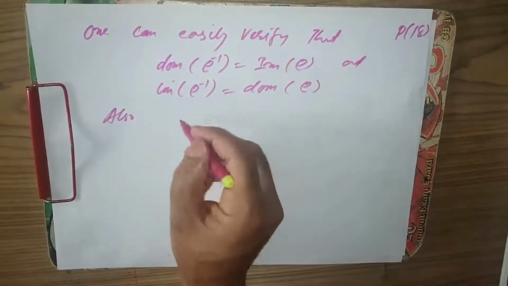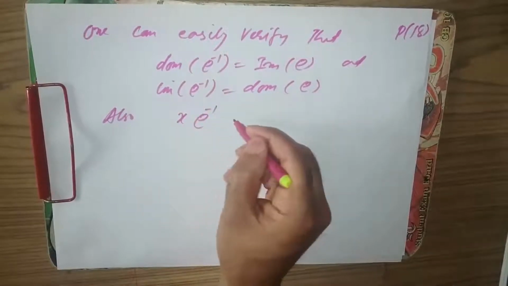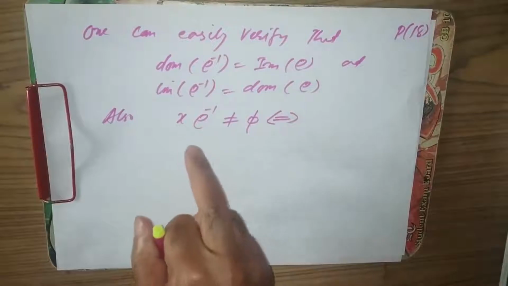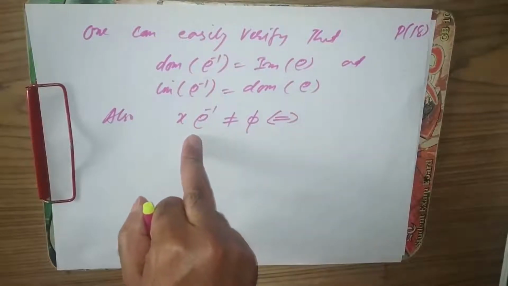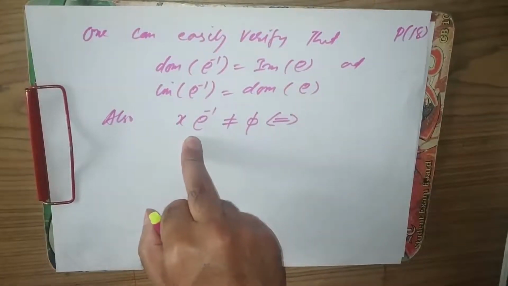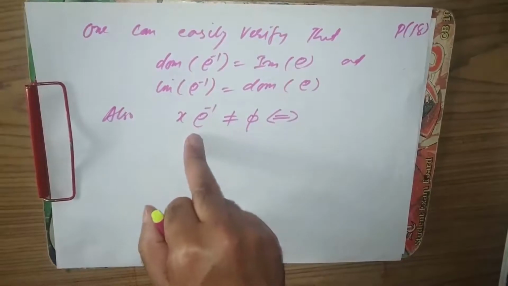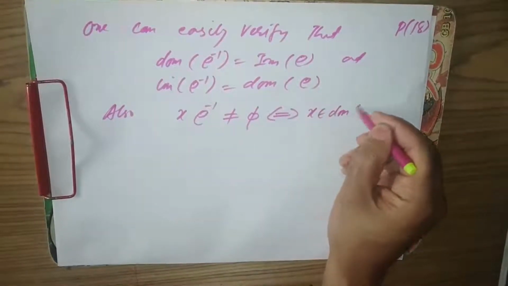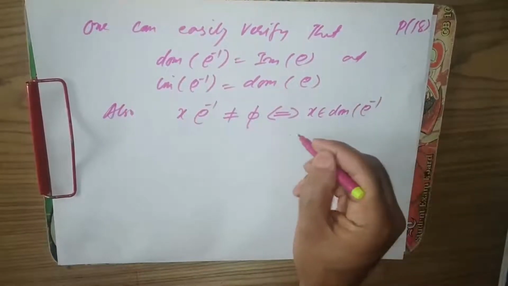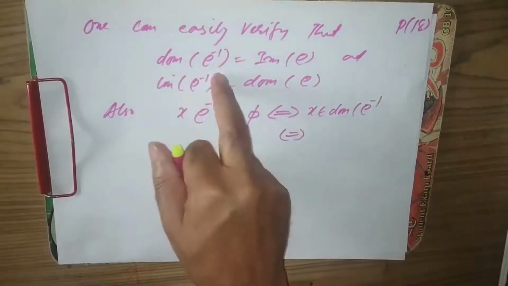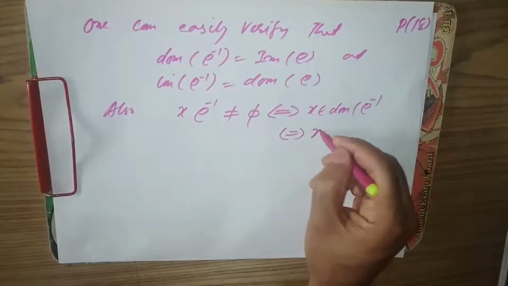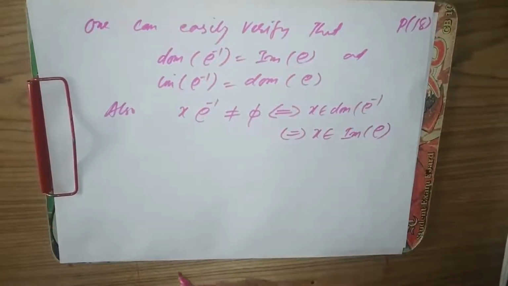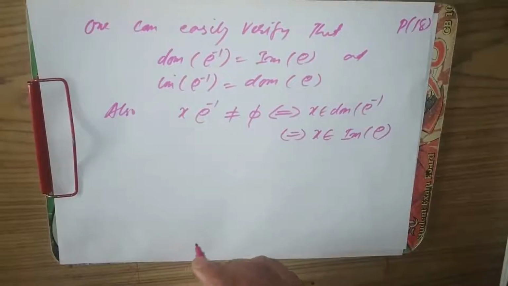Also you can see that x rho inverse, the image of rho, is non-empty if and only if the domain of rho inverse is non-empty, if and only if x belongs to the domain of rho inverse. But the domain of rho inverse is the same as the image of rho, so that's if and only if x belongs to the image of rho. That's not too difficult.